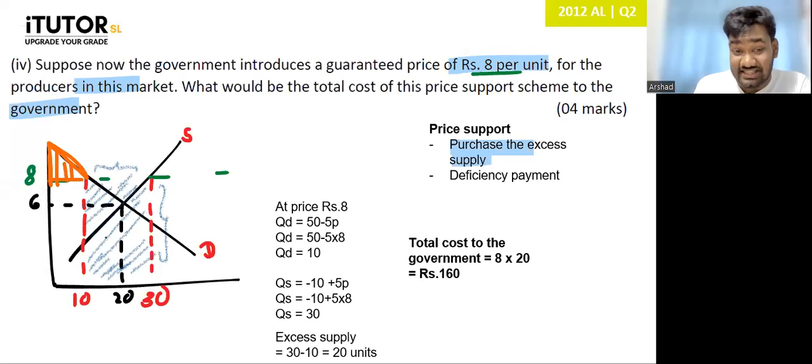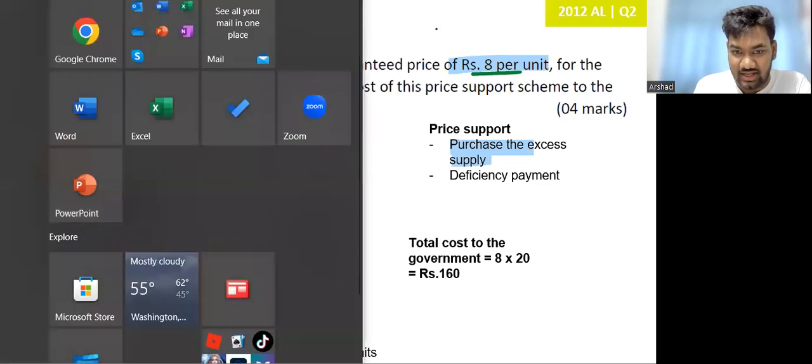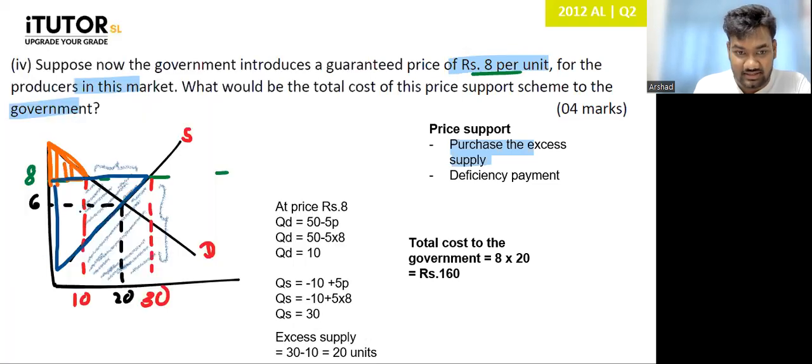The producer is selling 30 units, 10 units to the consumers, and the balance 20 the government is buying from them. So they're selling 30 units at the price of 8. Which area is producer surplus? This entire blue area becomes producer surplus.